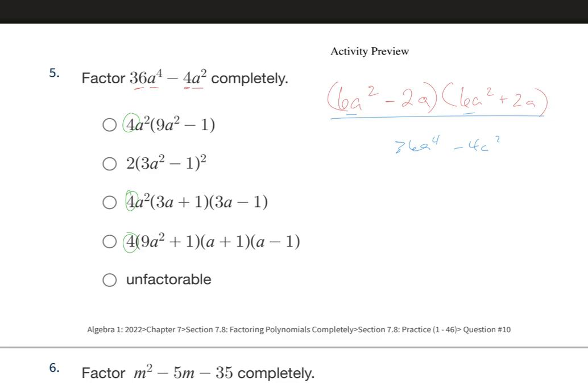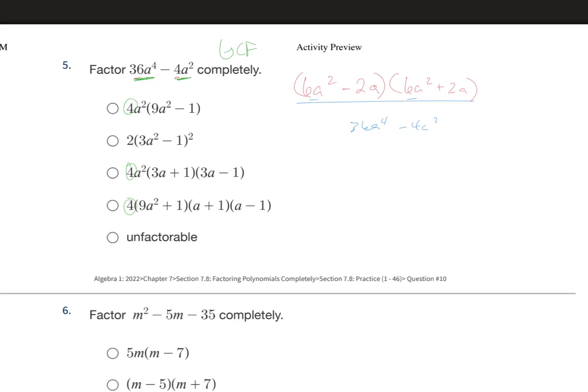So what should we do? Let's go back and take out the greatest common factor. In fact, I've mentioned this in class, that's a common trap that we fall into. Your best starting idea is probably to factor out whatever they have in common. So they have a 4a squared in common, so that would leave us 9a squared minus 1.